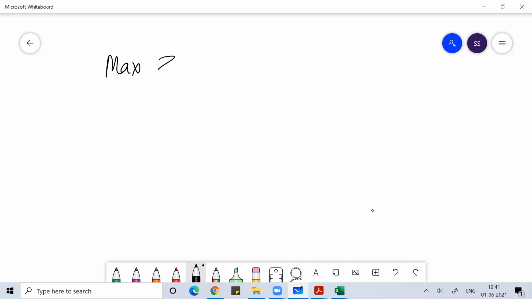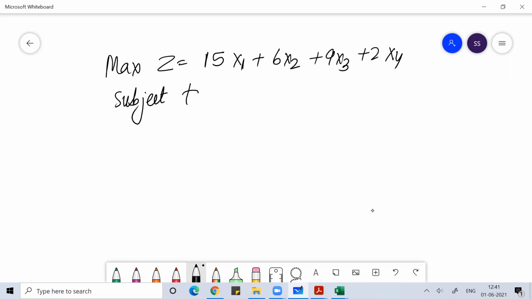The next problem is: maximize Z equal to 15x1 plus 6x2 plus 9x3 plus 2x4. So we are trying a difficult level problem, subject to 2x1 plus x2 plus 5x3 plus 6x4 is less than or equal to 20.